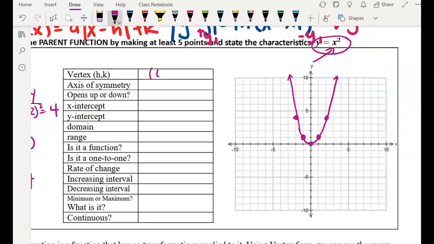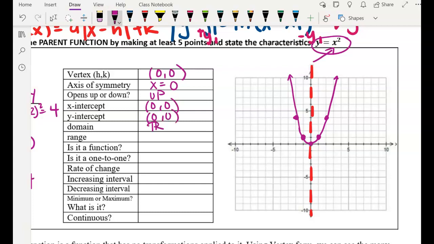Now, the parent function, just like our notes from last time, it's pretty simple. The vertex is at 0, 0. The axis of symmetry is going to be at x equals 0, because this is the line where it has a left and right symmetry. And then it opens upward, okay? The x-intercept happens to be at the origin, so that's going to be 0, 0, so it's the y-intercept.